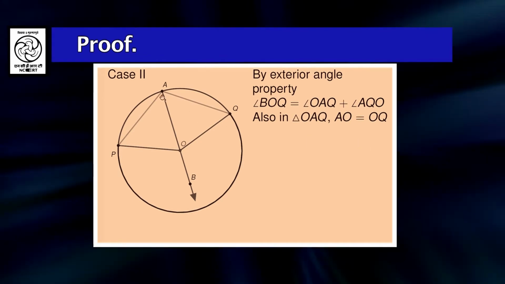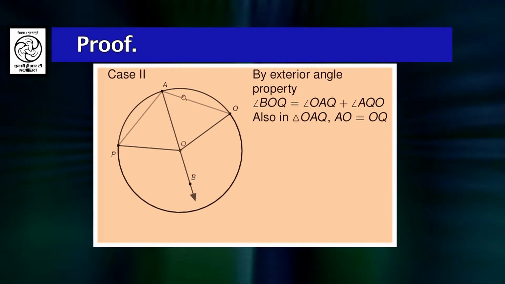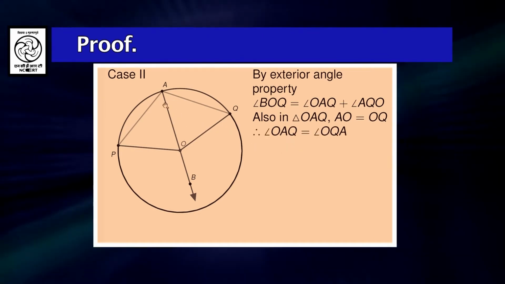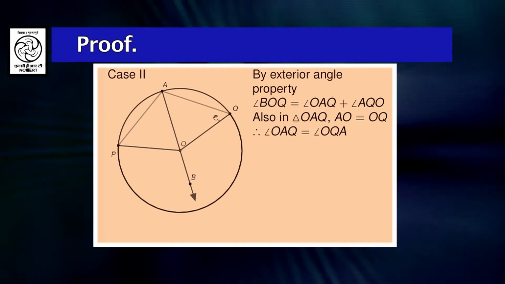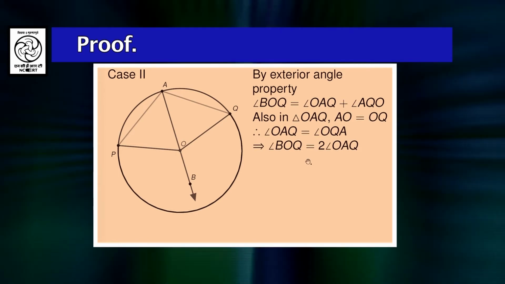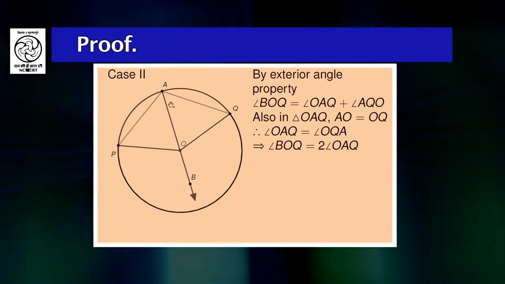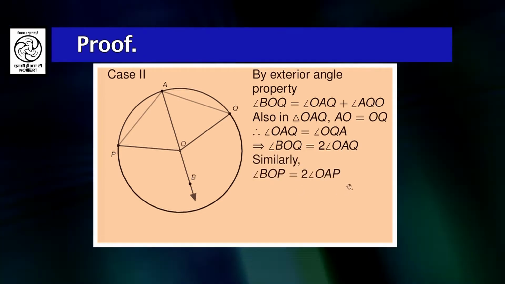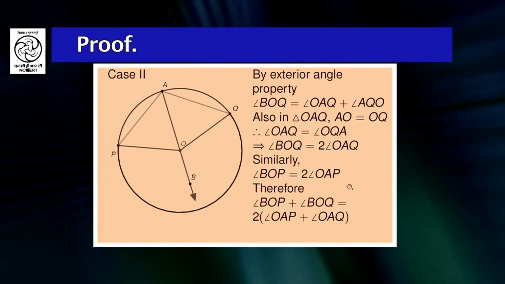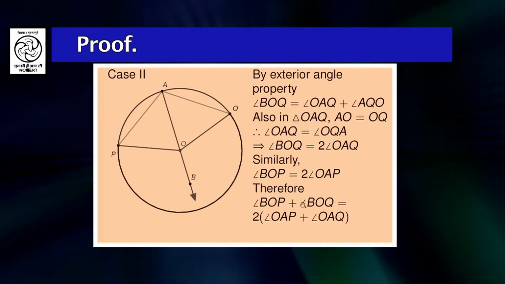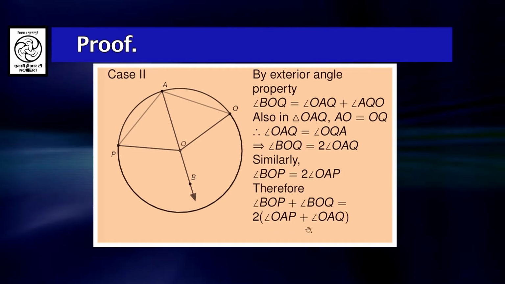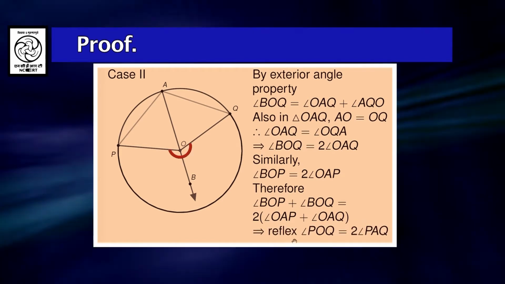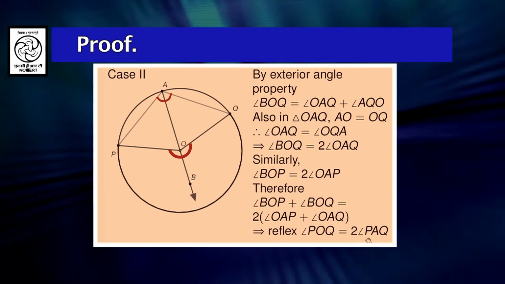Again, in triangle AOQ, AO is equal to OQ, both are radii of the circle. Therefore, this angle, angle OAQ, would be equal to angle OQA. Therefore, angle BOQ is twice of angle OAQ. Similarly, angle BOP is twice of angle OAP. Therefore, BOP plus BOQ is equal to twice OAP plus OAQ. Hence, in this case also we have reflex angle POQ is equal to twice angle PAQ.